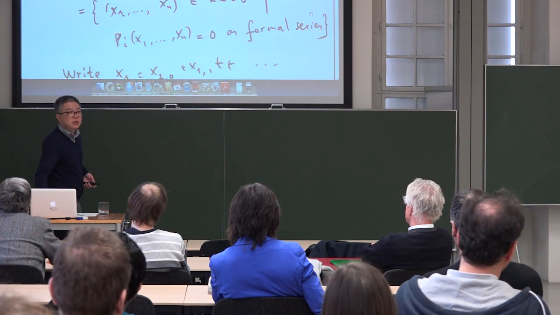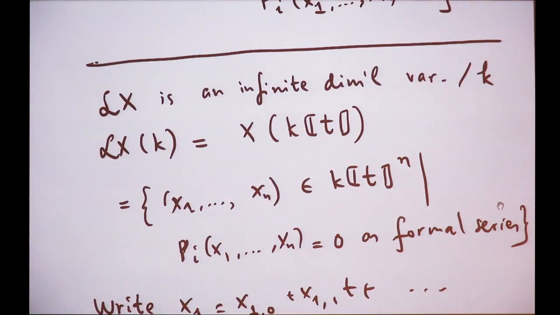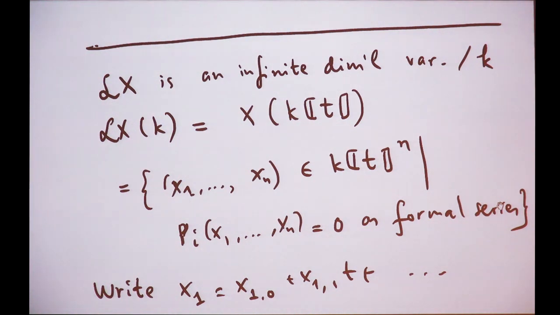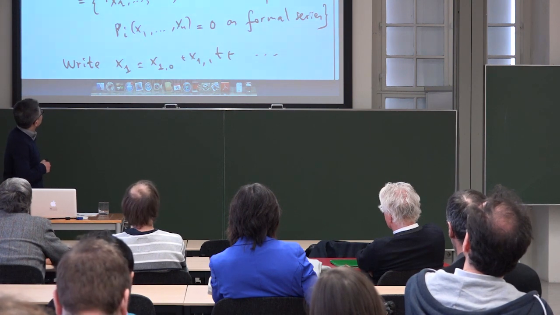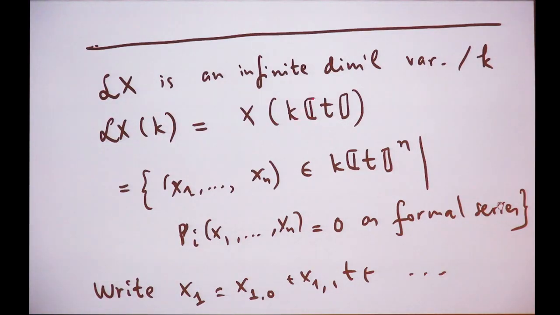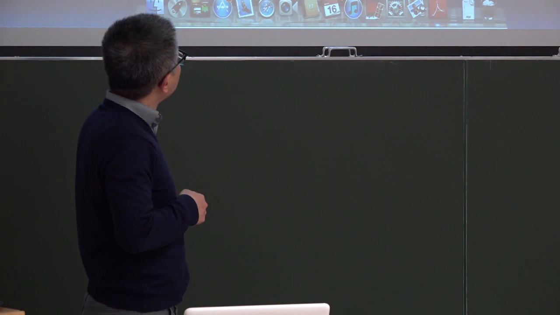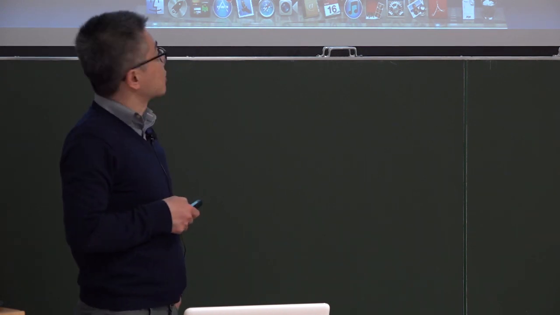Now when you have this X, this algebraic variety of finite type, with finitely many variables and finitely many equations, you can form the arc space. Today I'm not talking about loop space, I'm talking about arc space. We decide that the K-points of LX are the K((T))-points of X. What does it mean? Just (x1, ..., xn), which are now not in K, but in the formal series K[[T]]^n, and you require these conditions: if you apply Pi to those things, you get 0 as formal series.